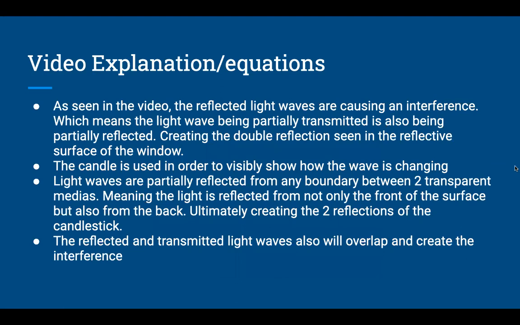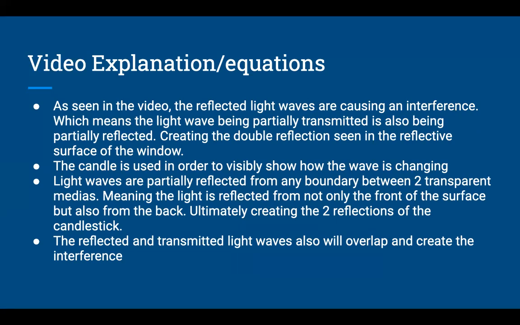So as you see in the video, the reflected light waves are causing an interference, which means the light wave being partially transmitted is also being partially reflected, creating the double reflection seen in the reflective surface of the window. The candle is used in order to visibly show how the wave is changing.